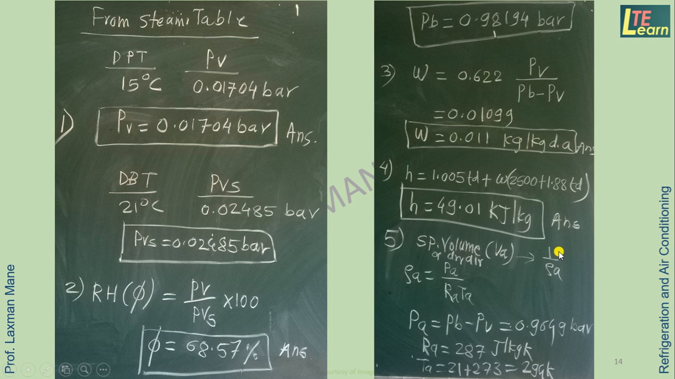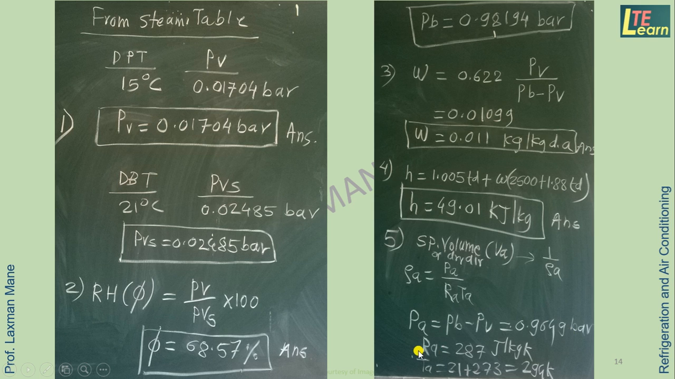Next one is specific volume of dry air, meaning VA. It is a reciprocal of density, meaning 1 upon rho A. Rho A has the formula PA upon RA into TA. So PA is the partial pressure of dry air, which can be written by using Dalton's law of partial pressure. So PA is equal to PB, meaning barometric pressure, minus PV, meaning saturation pressure of vapor. So PA we find in bar.